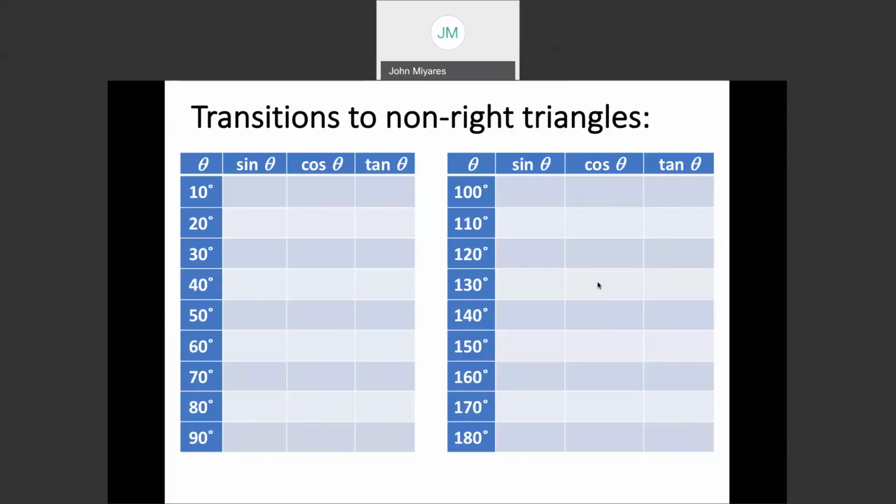And if you weren't in attendance at the live session when we did this, I'd advise pausing this video for a couple minutes and using your calculators to fill in these values that you see here so that you'll be ready to discuss the patterns. This is going to be an important aspect of our study for the rest of this section.